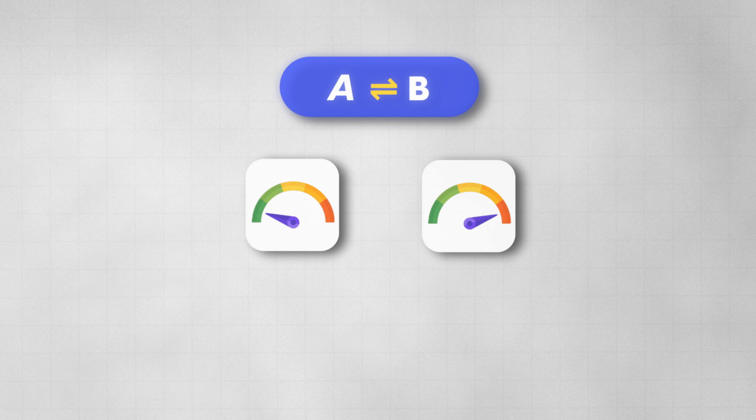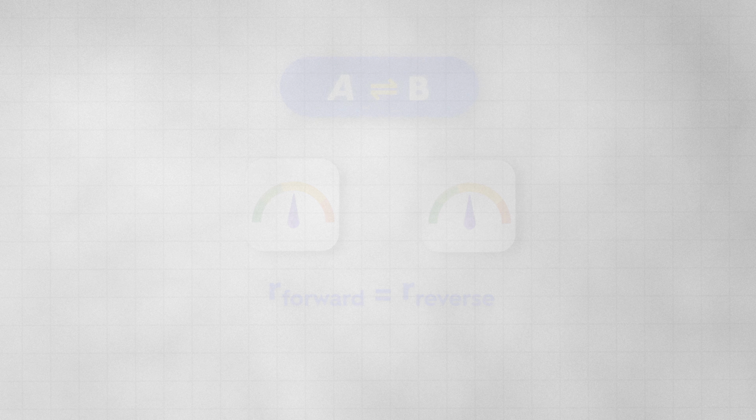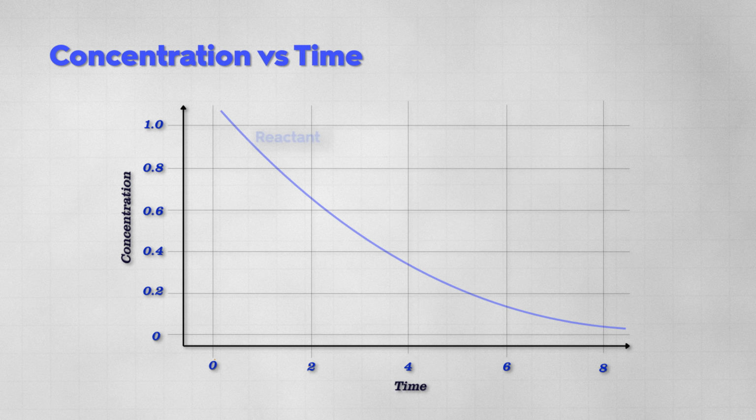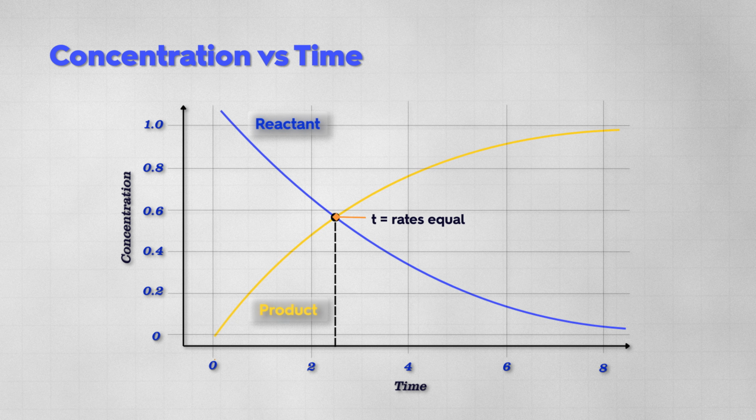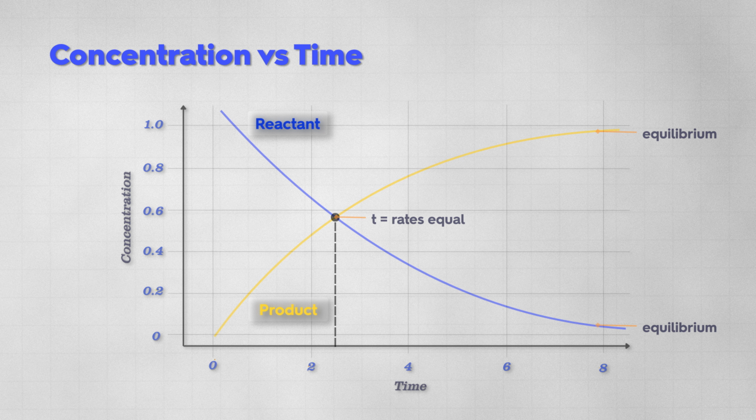Let's begin. Chemical equilibrium occurs when the forward and reverse reaction rates become equal. Concentrations appear constant because consumption and formation balance out at the same rate, not because reactions stop. Over time, reactants may drop and products rise, but once the rates match, both concentrations level off. That flat line signals equilibrium. Activity continues. Net change does not.